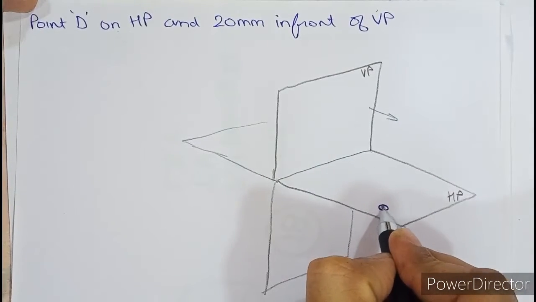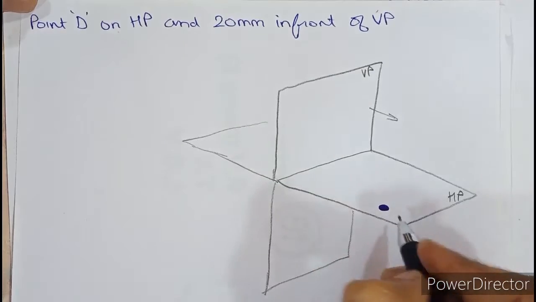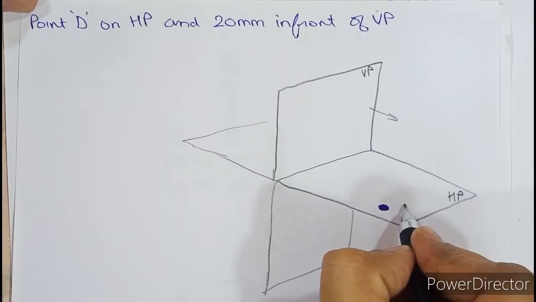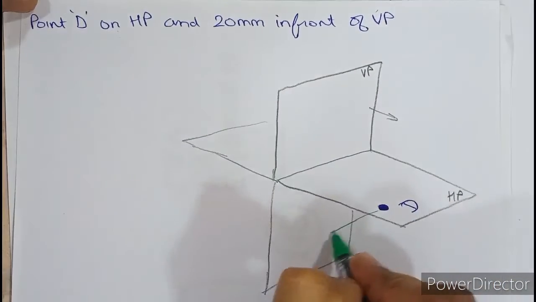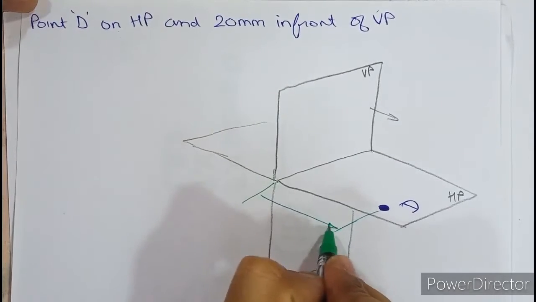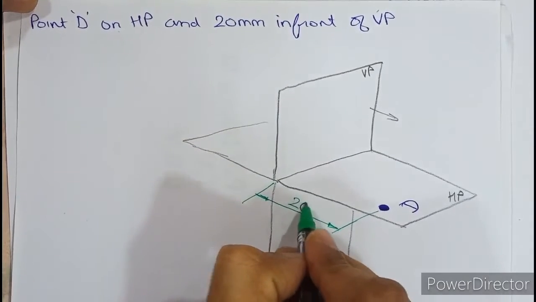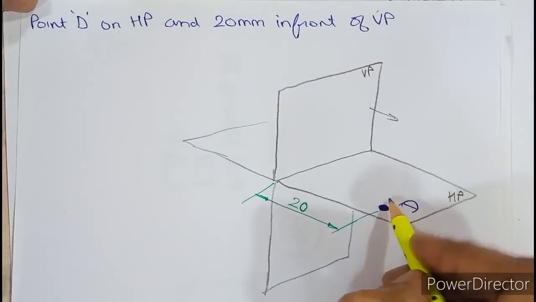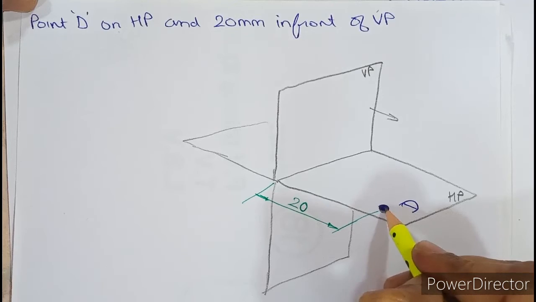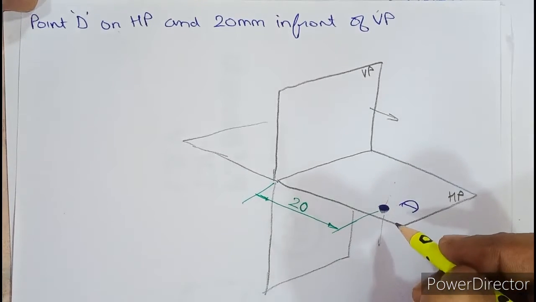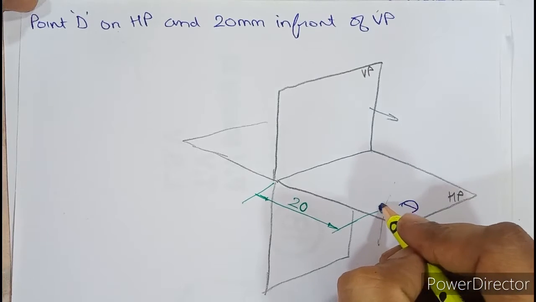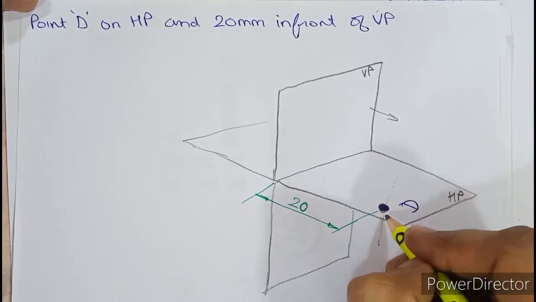So when you mark point D, it is neither above nor below. You can say it lies exactly on HP. This is your point D. And how much is it in front of VP? From here to here is 20 millimeter in front. So we can say this point is partially above HP and partially below HP, or exactly on HP. So it belongs to the first quadrant and fourth quadrant both. The correct way to define this point is that it lies in both first and fourth, because point D is partially up and down.